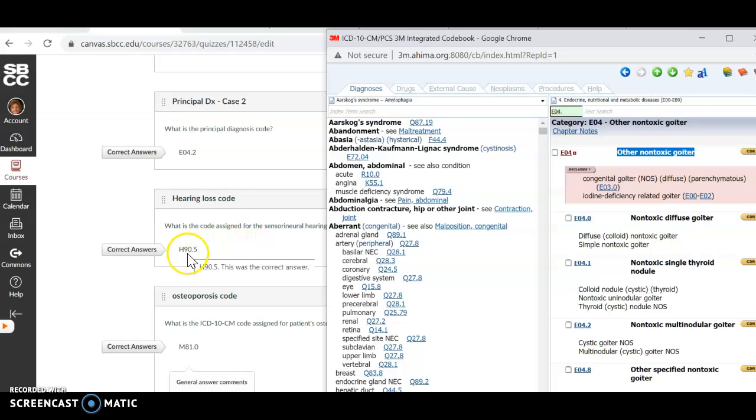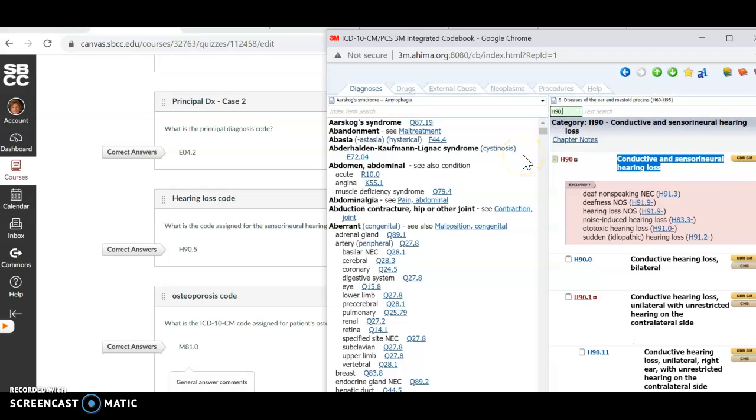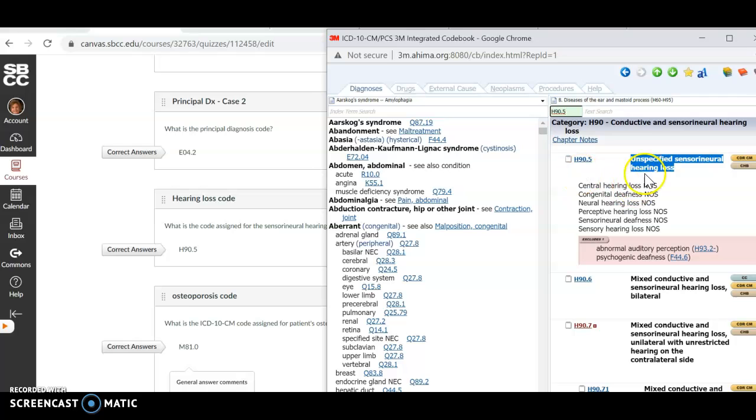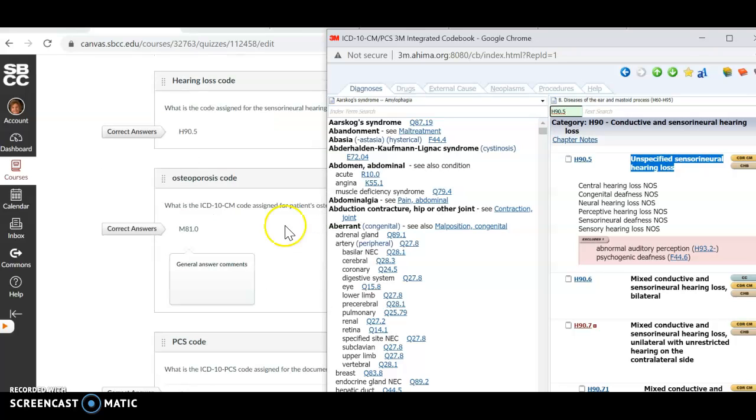Didn't see much issue with H90.5. Go ahead and pull that up. Once again, it's unspecified, and if you had something different, it was probably because you weren't specific enough in your coding. You really, really need to remember to go to the most specified code that you can possibly code. Okay, the osteoporosis code, M81.0.